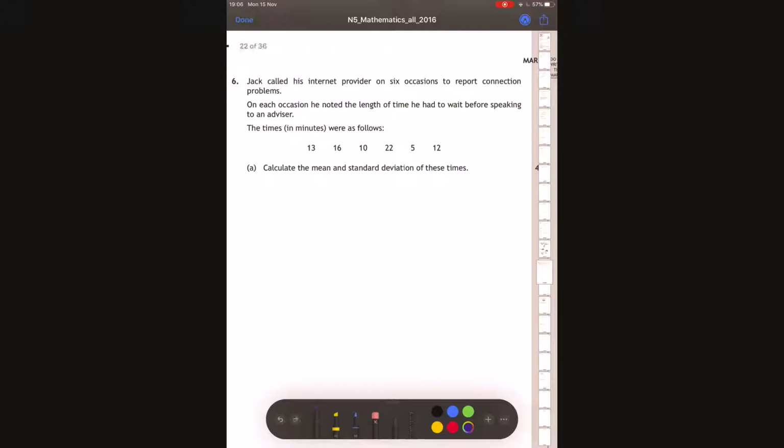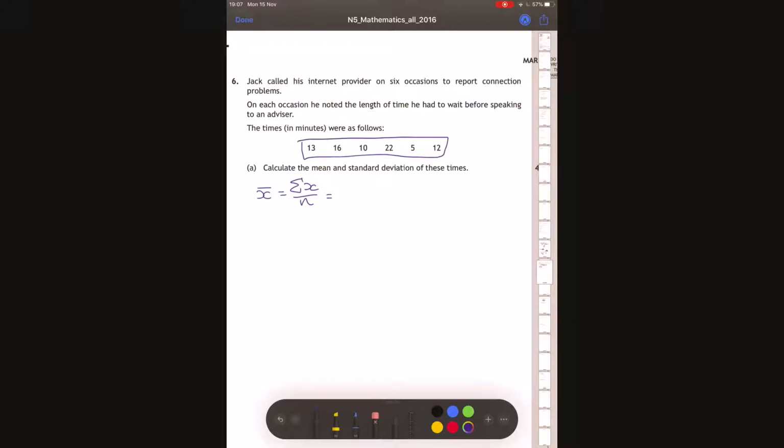Question 6. We're asked to calculate the mean and standard deviation of the times that Jack was waiting before he spoke to an internet advisor. So let's do the mean first. The mean is x bar, which is sigma x over n. So what is sigma x? Well, sigma x is the sum of these things.